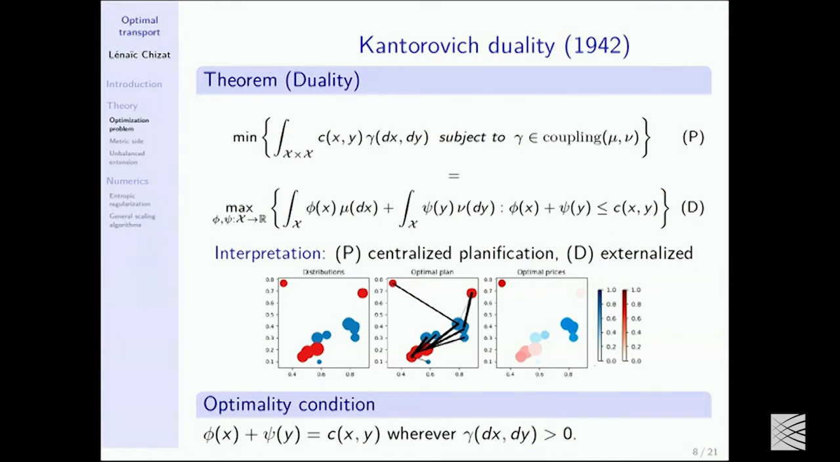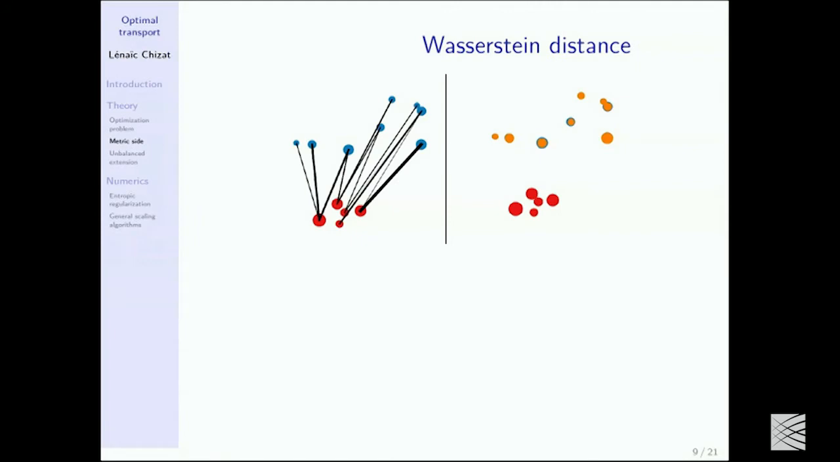There is a relationship between the optimal prices and the optimal plan, but I don't need to go into this detail. So we have seen essentially the minimization property of this problem. We'll look now at the structure that optimal transport gives to the space of distributions on some space. So for instance, let's come back to our set of points with weights.